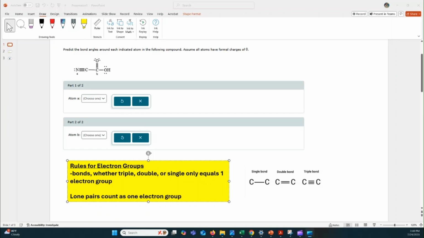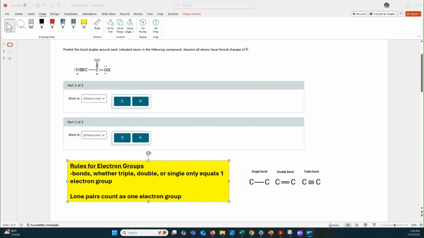Today, I will be showing you how to solve the ALEKS problem, predict the bond angle. What ALEKS is asking us in this question is: predict the bond angle around each indicated atom in the following compound. Assume all atoms have a formal charge of 0.